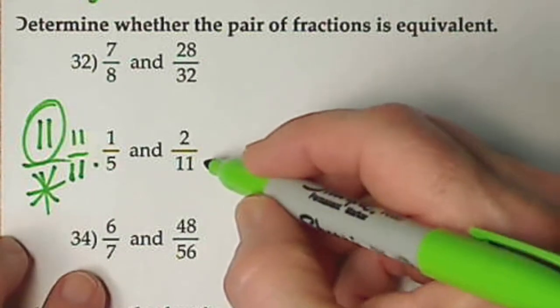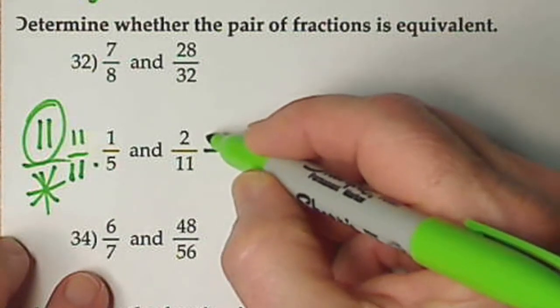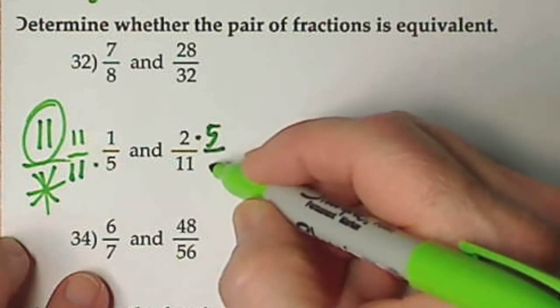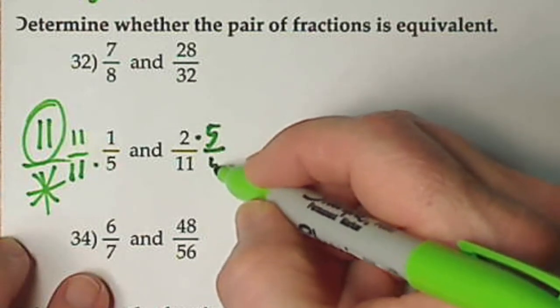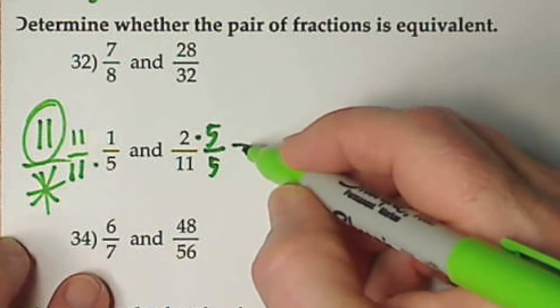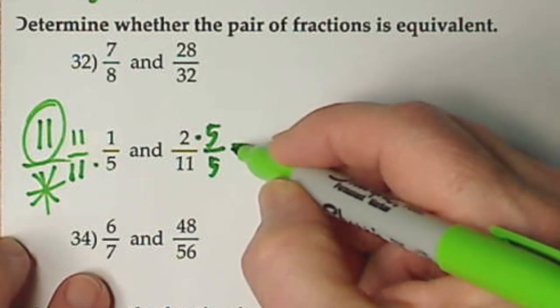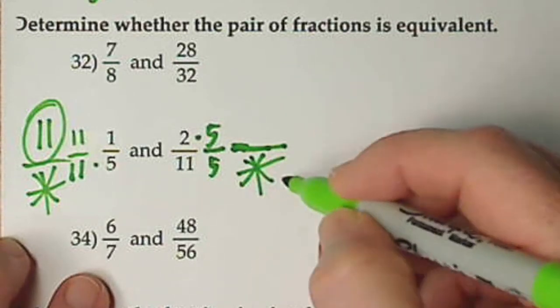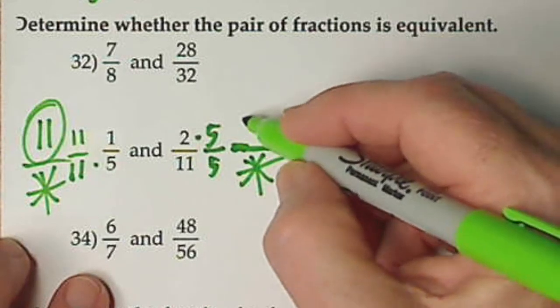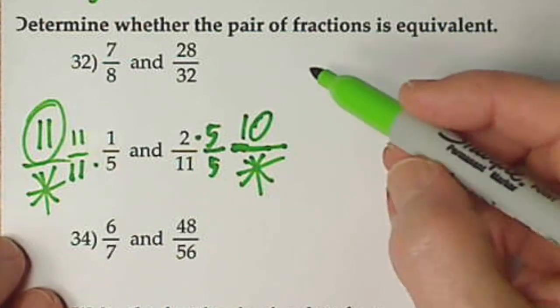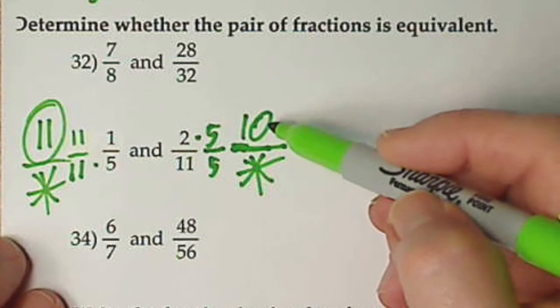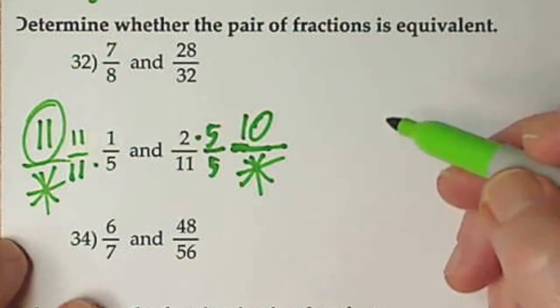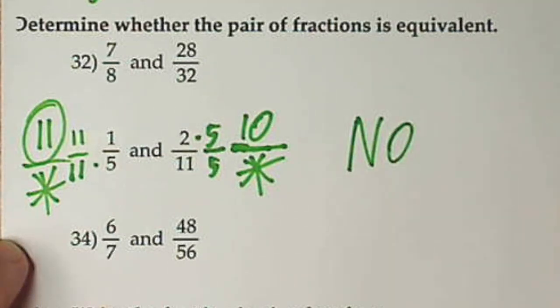Over here, I'm going to multiply by 5, and I'll multiply by 5 on the bottom, but I don't care what it is. All I care about is up top. And 11 is not equal to 10. So are the fractions equivalent? No.